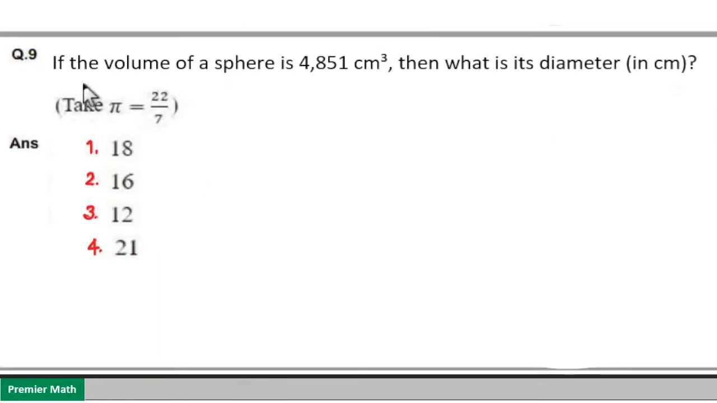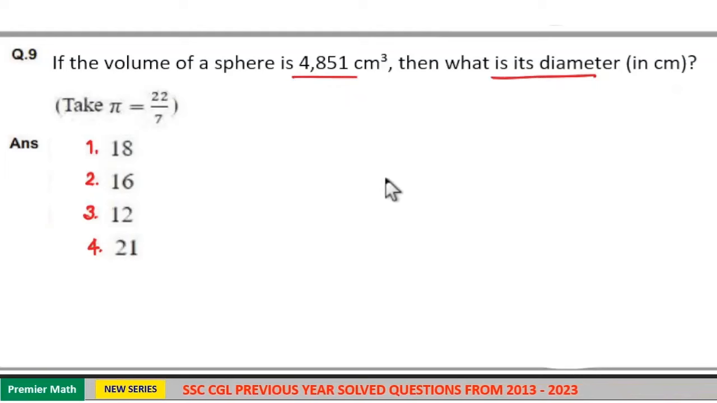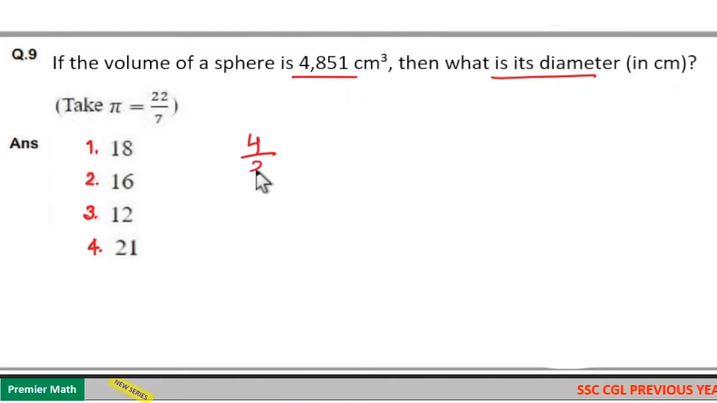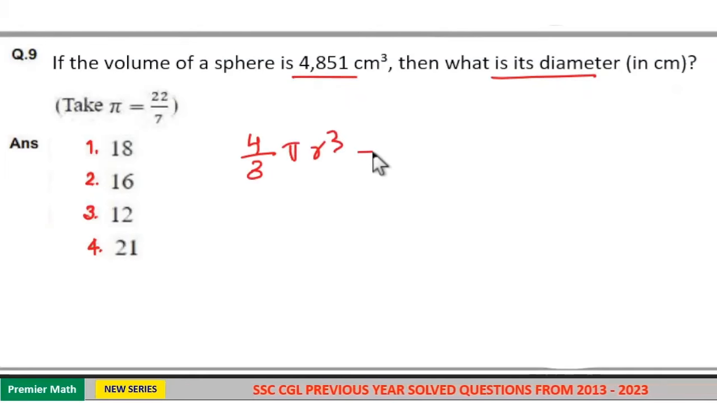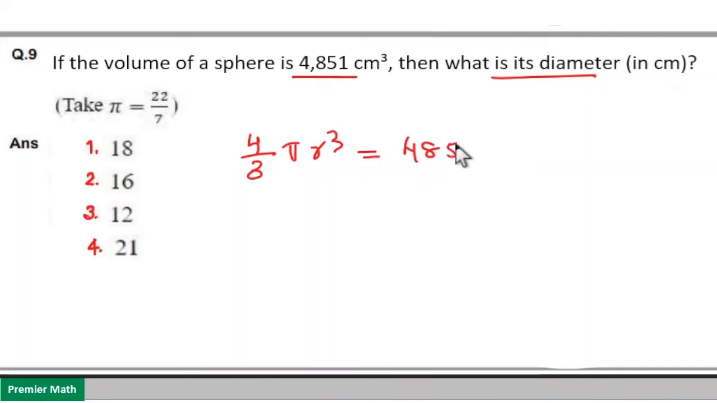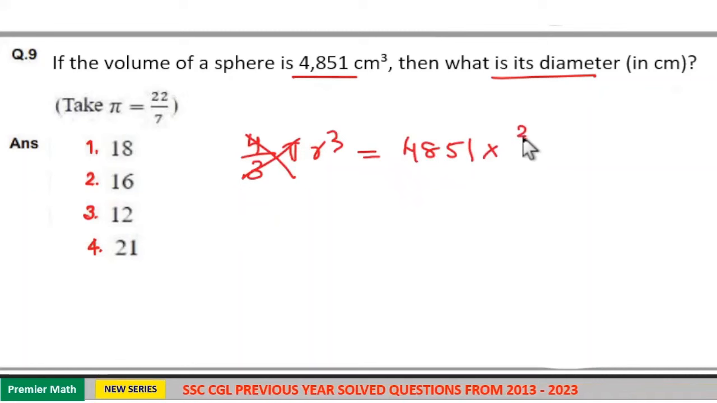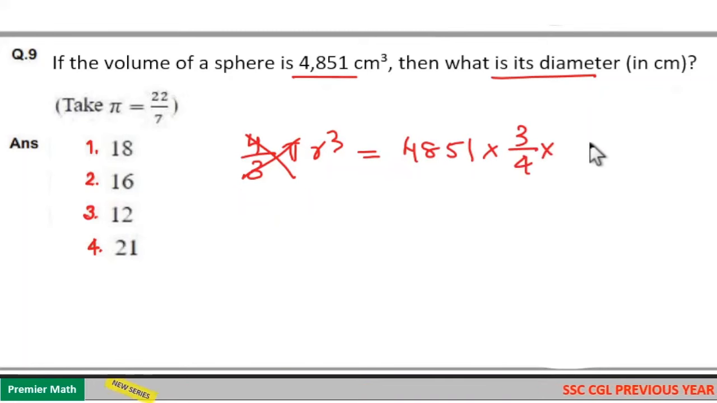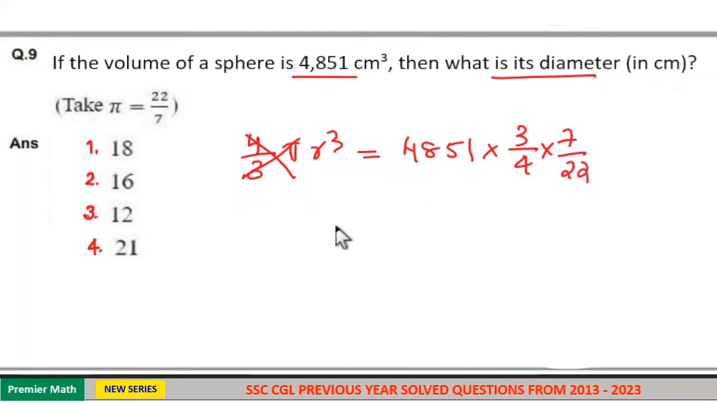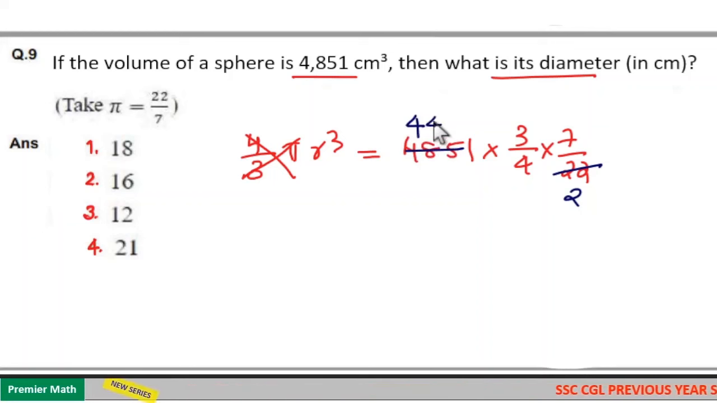Option 4 is your answer. If the volume of sphere is 4851, then what is its diameter? Volume is equal to 4 by 3 pi r cube, which is equal to 4851. Now write 4 by 3 pi in RHS. So this will become 3 by 4 into 1 by pi is 7 by 22. Now 11 goes 2 times in 22, 11 goes 4 times in 44, remaining 4, 11 goes 4 times in 45, remaining 1, 11 goes 1 time in 11.